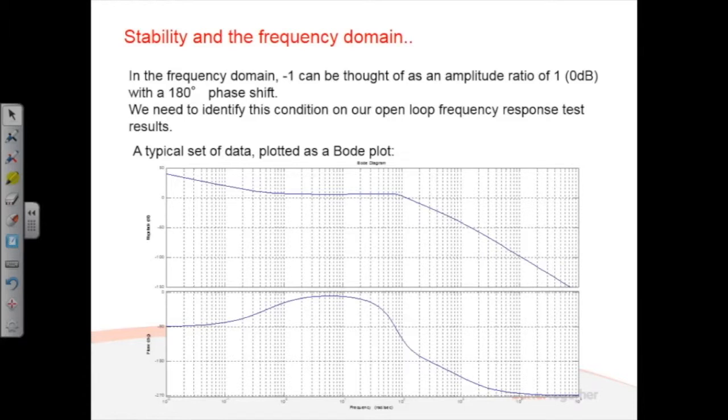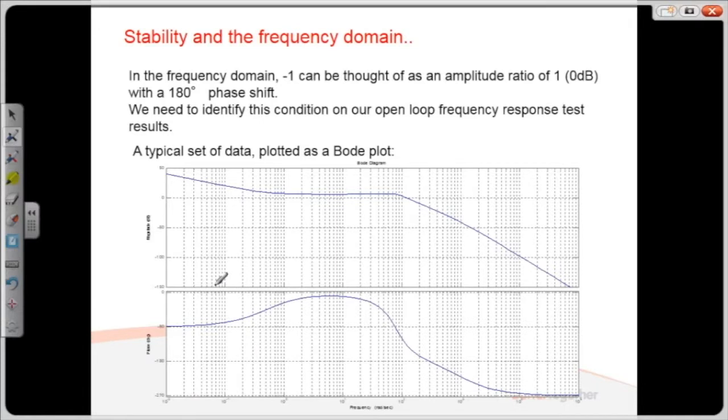Let's see if we can find it. There's 0 decibels. At that frequency, what's the phase shift? So we come straight down from there to the phase plot, see where it intercepts, and we'll get a value for the phase shift. It's less than -180. We'll find out in a minute.